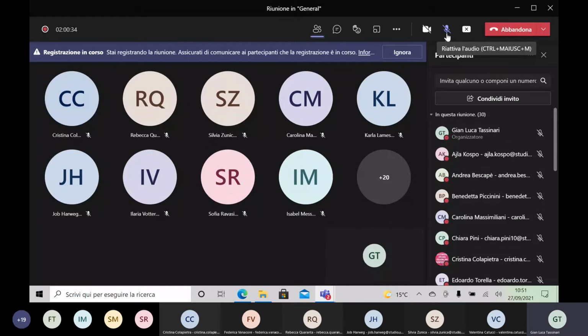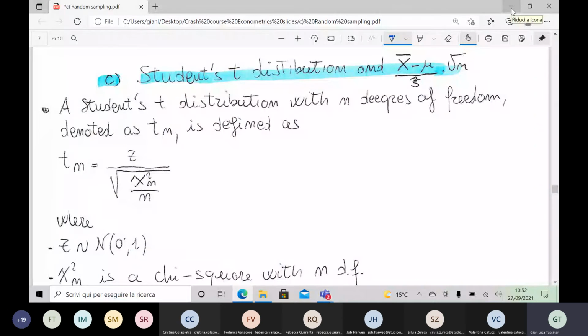Okay, guys, now we continue. Now I want to show you the distribution of another random variable or sample statistic, which is this one: capital X bar minus mu over S hat, where S hat is the unbiased sample standard deviation, which is the square root of S hat square, times square root of n.